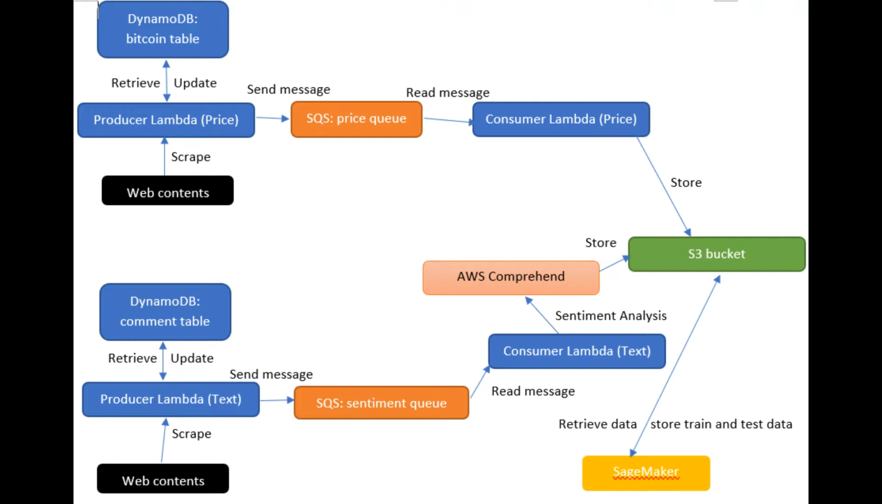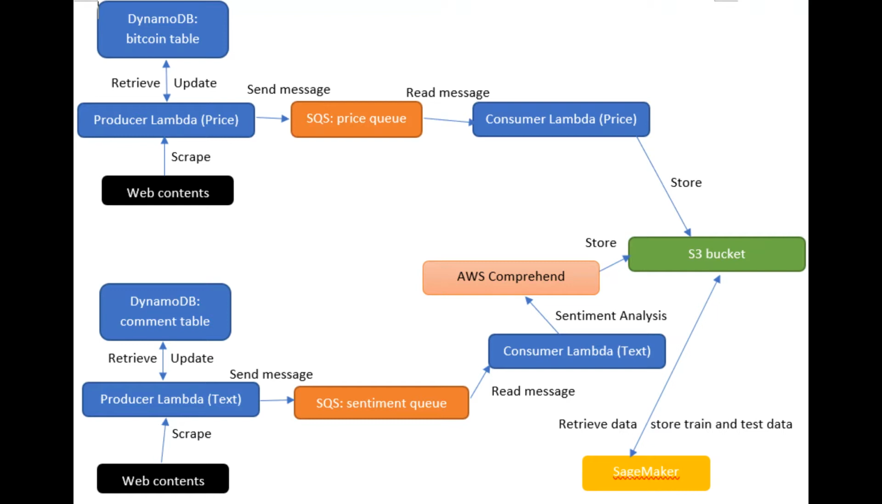There are two sets of Lambda functions with web scrapers embedded to update and retrieve info in and from DynamoDB tables, and then send messages to an SQS queue. From that point, consumer Lambdas will retrieve messages from SQS and then perform the corresponding sentiment analysis or just directly store information into the S3 bucket.